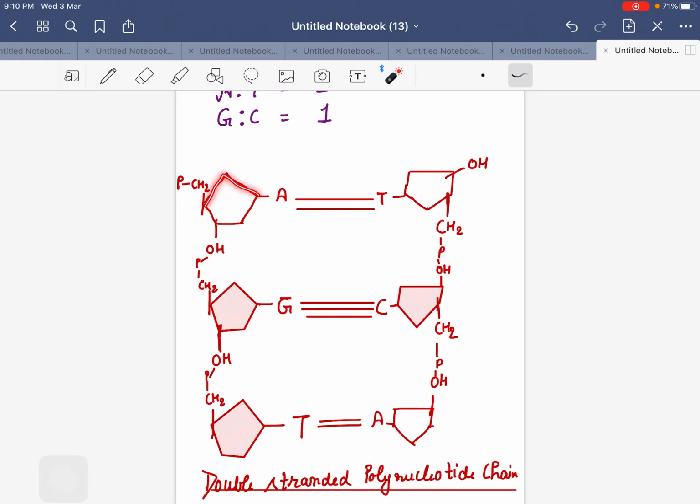I already told you that this is our deoxyribose sugar. This is which carbon? Third carbon. This is first carbon with the nitrogen base.